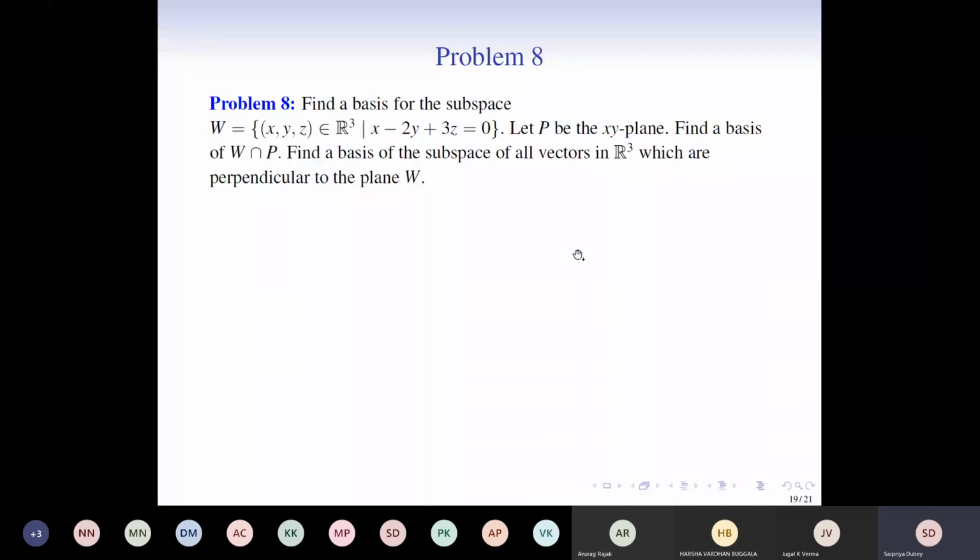Here we need to find a basis for this subspace. Let P be the xy plane. We need to find a basis of many vector spaces. Firstly, we have to find a basis of W, which is characterized by these elements in R3. Next, we have to find a basis of W intersection P. We have to also find a basis of the subspace of all vectors in R3 which are perpendicular to the plane W. So this question has 3 parts. We will solve them one by one.